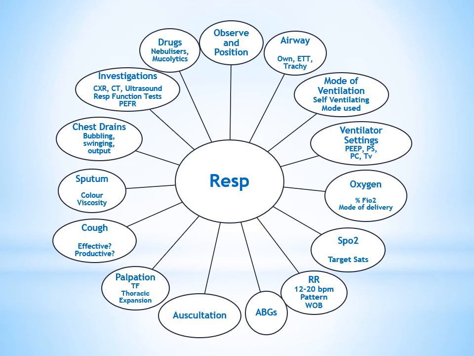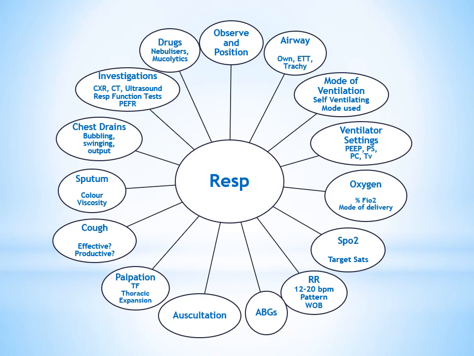Next, look at their arterial blood gases. Arterial blood gases are a type of blood test that give an indication of ventilation, gas exchange, and acid-base status within the patient. Then auscultation. Auscultation is an important part of your assessment as you can listen to sounds within the lungs as the patient breathes. This may give you an indication of sputum retention or volume loss.